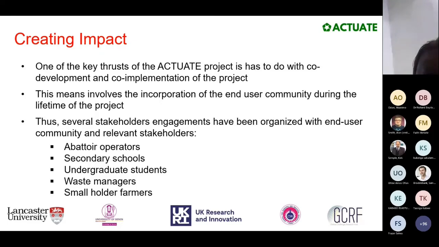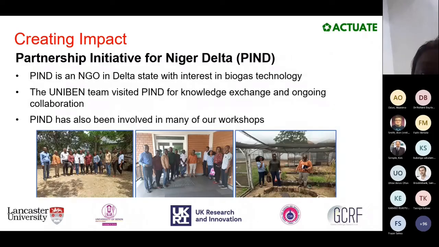We have met with the abattoir operators, secondary school students, even undergraduate students, waste managers, and smallholder farmers. And those engagements have been going on, and it has been continuous. So I'm just going to run through a number of them because it's actually very, very important.